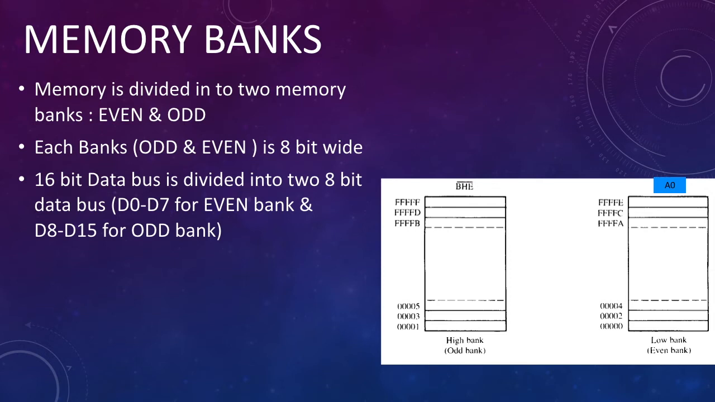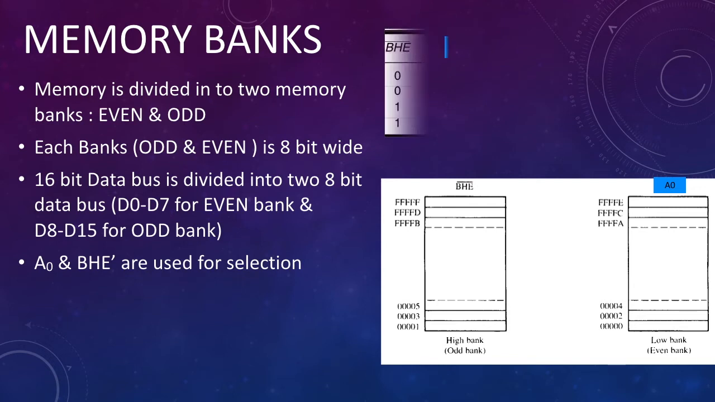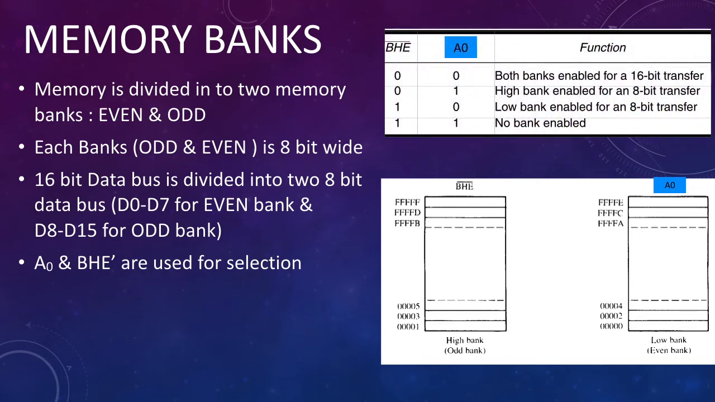The microprocessor can either write to even bank alone or odd bank alone, or it can write in both the banks simultaneously because it has 16 bits of data lines. And for selecting this, we have A0 and BHE bar signal. These two signals are used for selection of the memory banks. BHE bar stands for bus high enable bar.